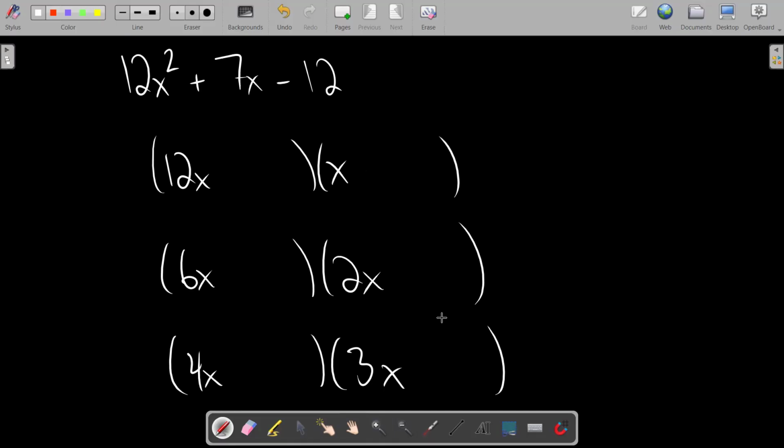Like if you three were working together and you had this on a homework assignment, you might say, hey, Jess, you're going to try the 12 and 1. Peyton, you're going to try the 6 and the 2. You know what I mean? Everyone's going to have their different job.